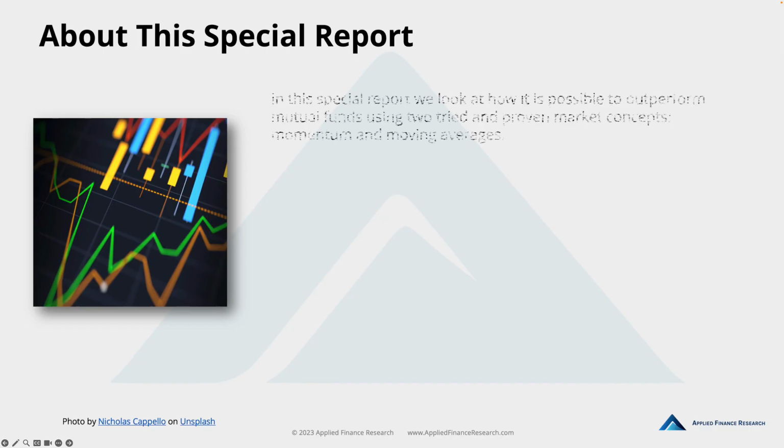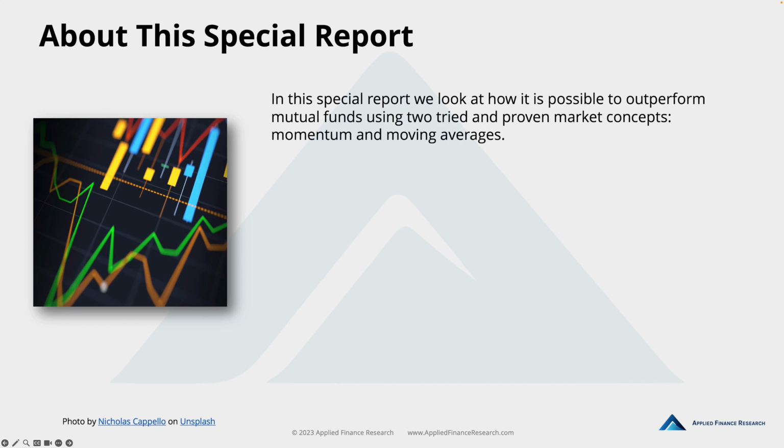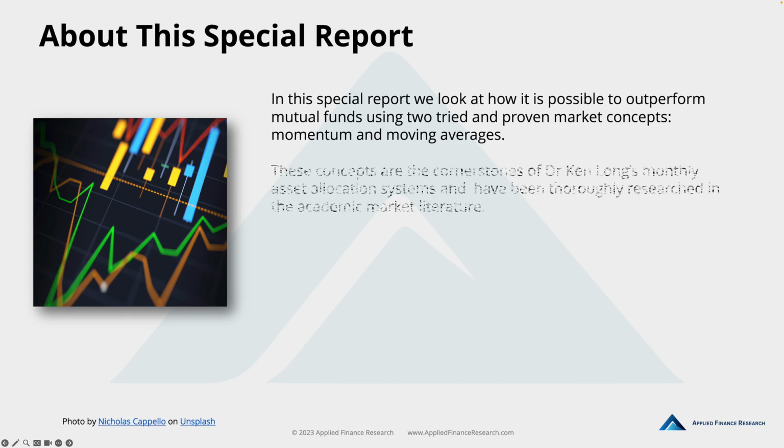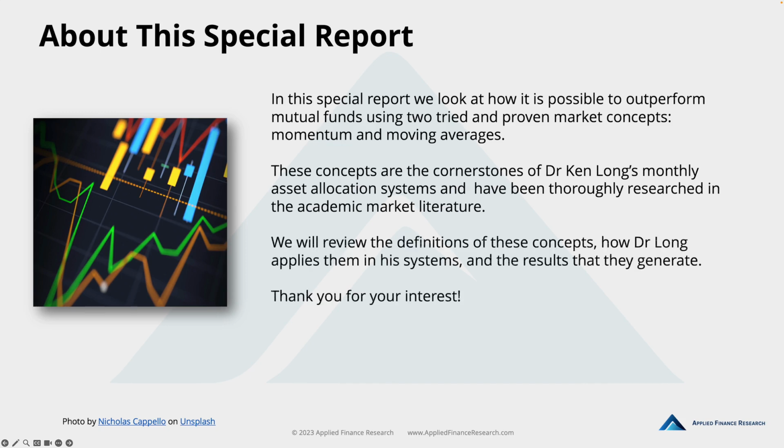In this special report, we will look at how it's possible to outperform mutual funds and the markets in general using 2 tried and proven market concepts, momentum and moving averages. These concepts are the cornerstones of Dr. Ken Long's monthly asset allocation systems and have been thoroughly researched in the academic literature. We will review the definitions of these concepts, we'll talk about how Dr. Long applies them in his systems, and look at the results that we generate.